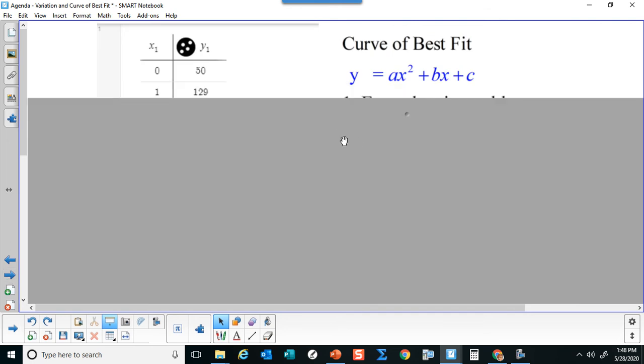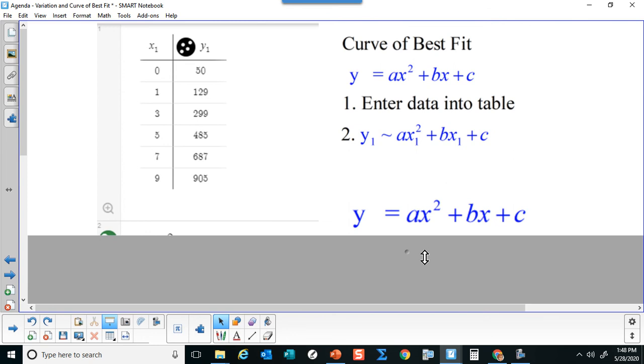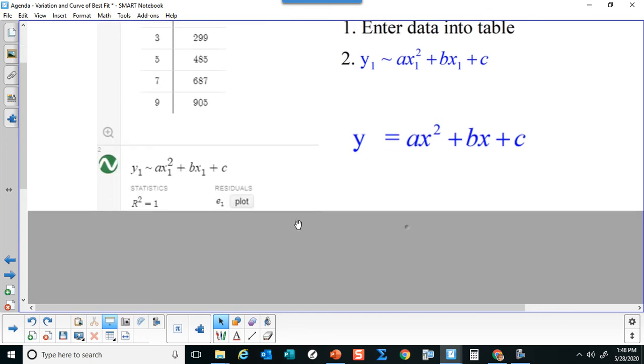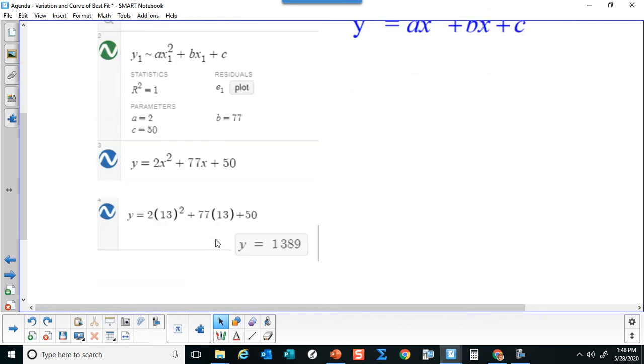We'll be entering our data, and instead of thinking of slope-intercept form, since we're doing a curve, we'll be thinking of the function form for a quadratic, y equals ax squared plus bx plus c. We'll be entering our data. We'll be specifying what x and y values to use, and we'll be using a tilde sign instead of an equal sign. And once we do that, the calculator will give us our values for A, B, and C. So we can write our equation, and then we can use that equation to make a prediction.